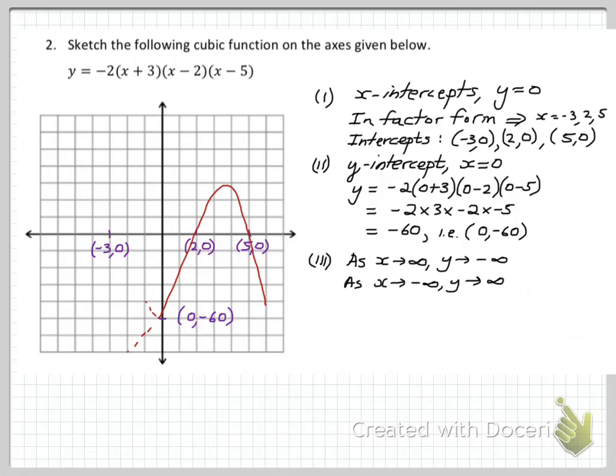But we don't know what happens at 0, -60. The graph could possibly fall, or it could continue to rise and become more negative. So we test a point between -3 and 0, and I chose -1, which gives a value of y equals -72. So now with confidence we can say that the curve continues to increase beyond 0, -60, and that will give us the general shape of the curve.